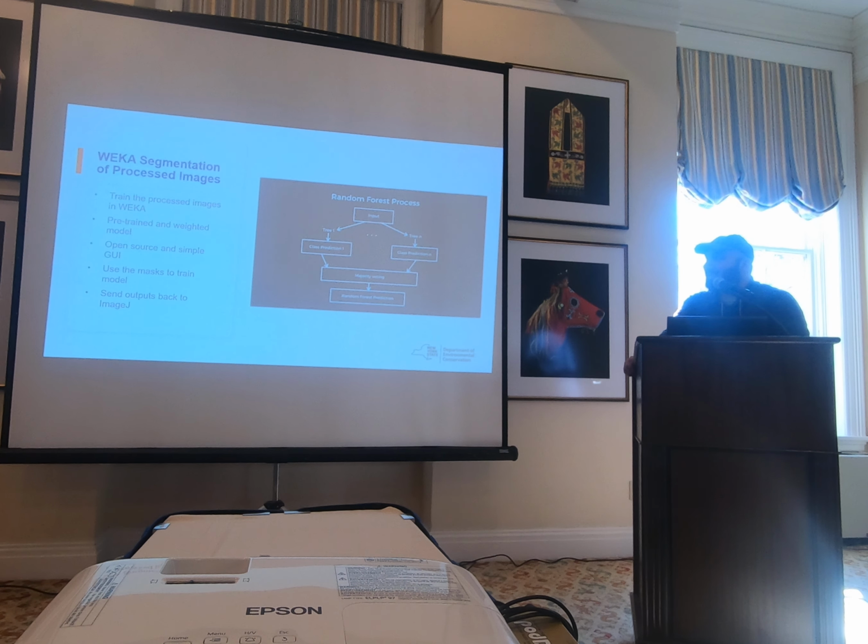Weka is a machine learning program. It's pre-trained, so that has some pros and cons. It's open source and easy to use, but it's not very flexible, and it takes a while for processing. But it uses a random forest process, which is essentially a true or false Boolean decision tree. So over time, using that process, it can figure out what pixels are sturgeon, what pixels are not. It's easy to use, but it's pretty clunky.